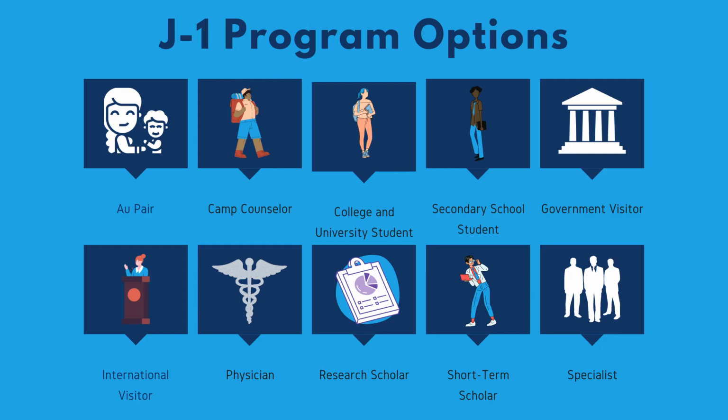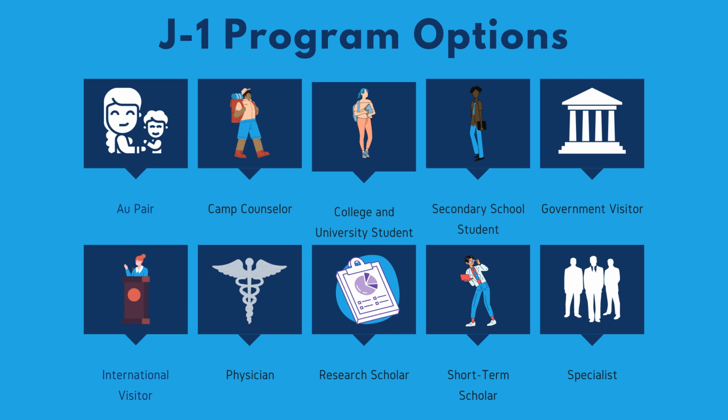Au pair allows people between the ages of 18 and 26 to work for a family providing childcare. This often includes cooking for, tutoring, and cleaning after kids. In exchange for your services, you will receive a stipend as well as housing, typically in or very close to the family's home. Becoming a camp counselor is also an option under the J1 visa. Typically, camp takes place during the summer and you are provided with housing and meals by the camp at no cost to you.